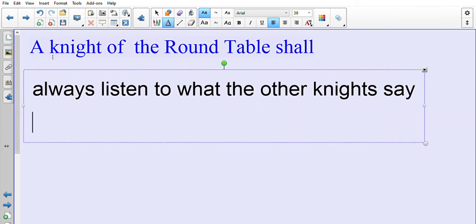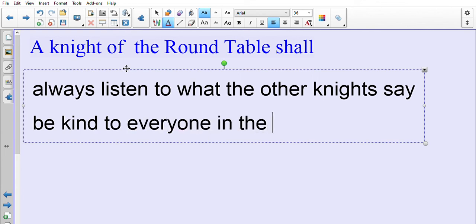Let's think of another one. A knight of the round table shall... What else would be a good thing that a knight has to do to sit at the round table and make important decisions? Shall... Be kind to everyone in the kingdom. So you want to make sure that everybody is treated fairly. Be kind to everyone in the kingdom.